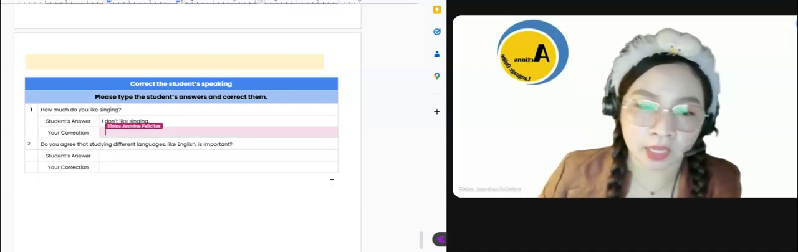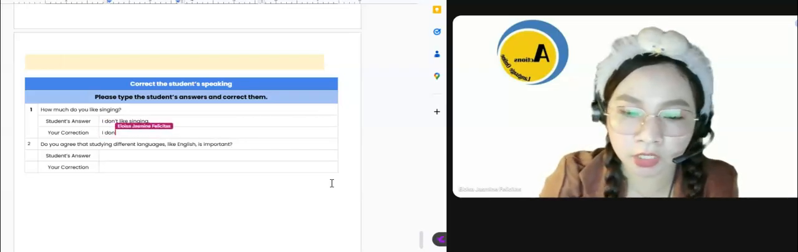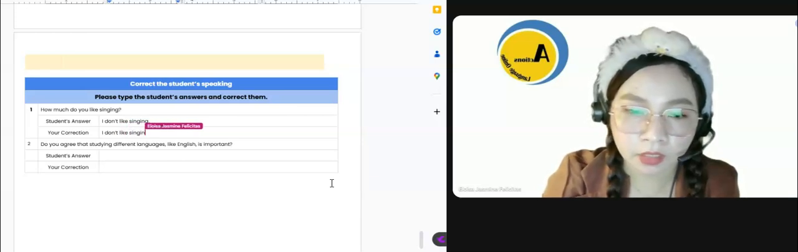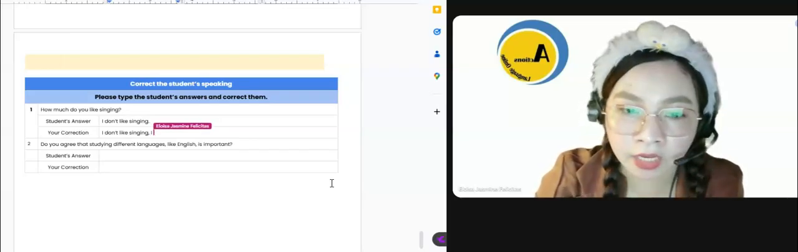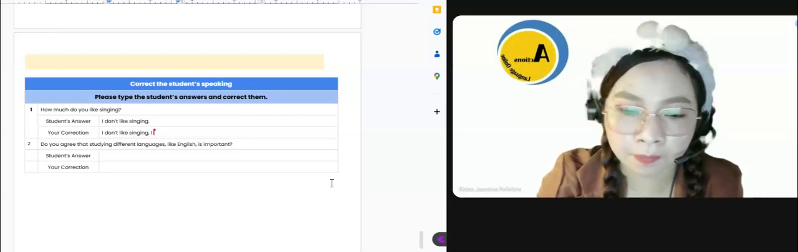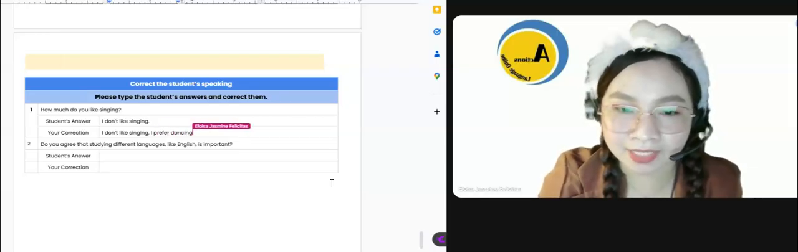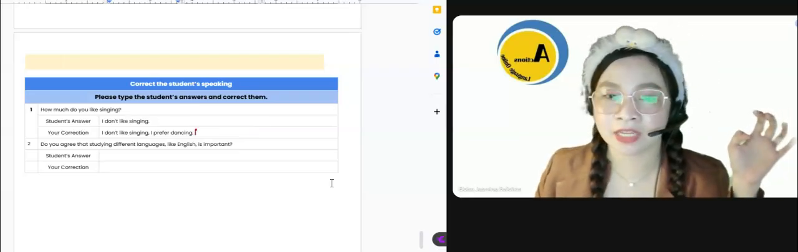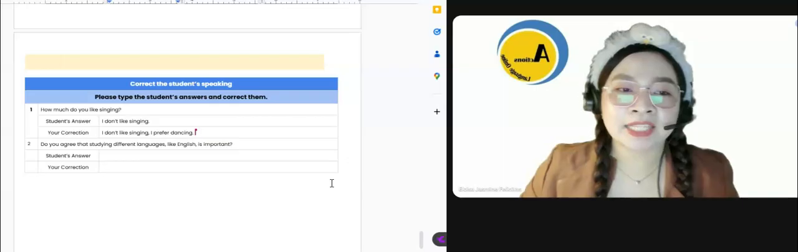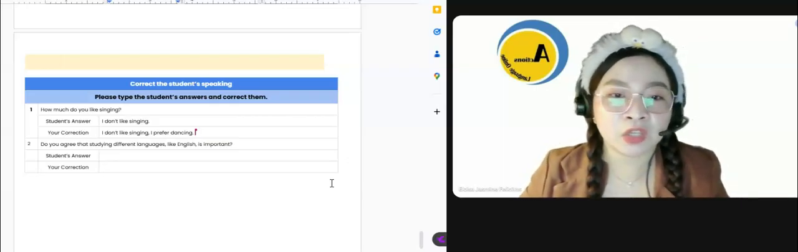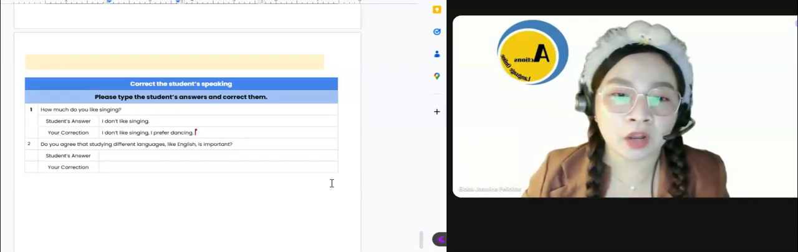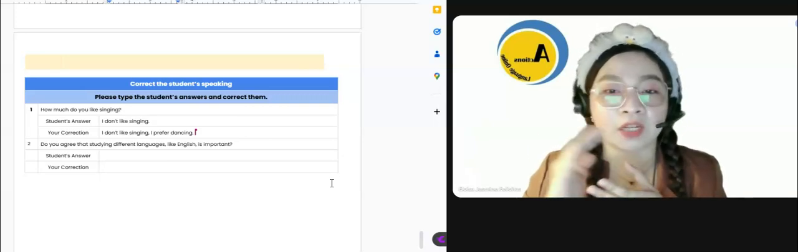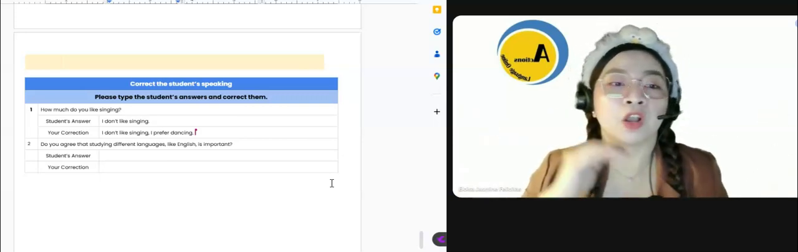I don't like singing. I prefer, let me make the letter I a capital, I prefer dancing. There you have it. The next sentence simply indicates that you don't like singing, but you like dancing better. And this is another way to answer this question. That way, the conversation will keep going.